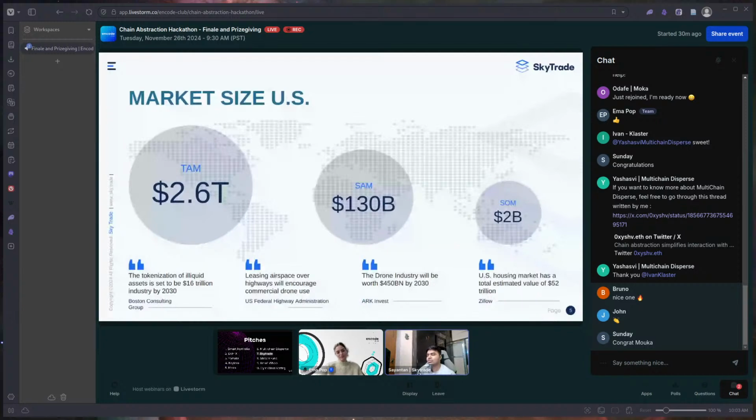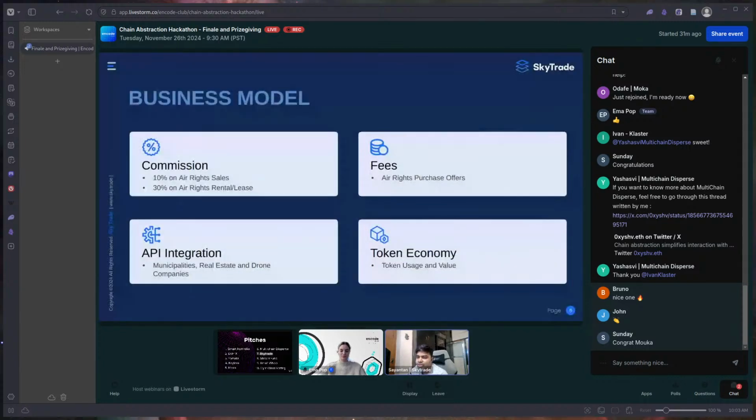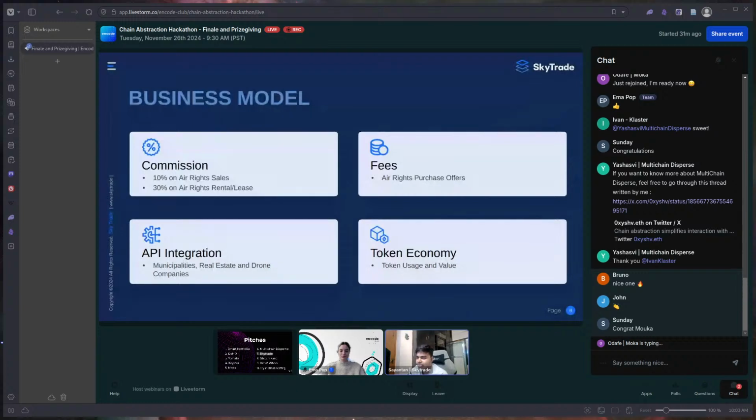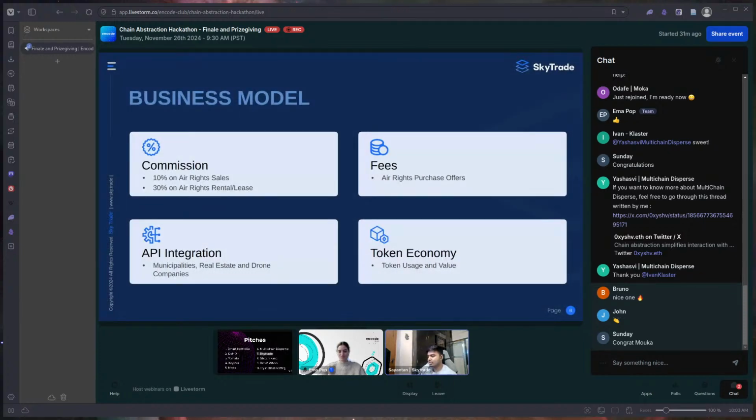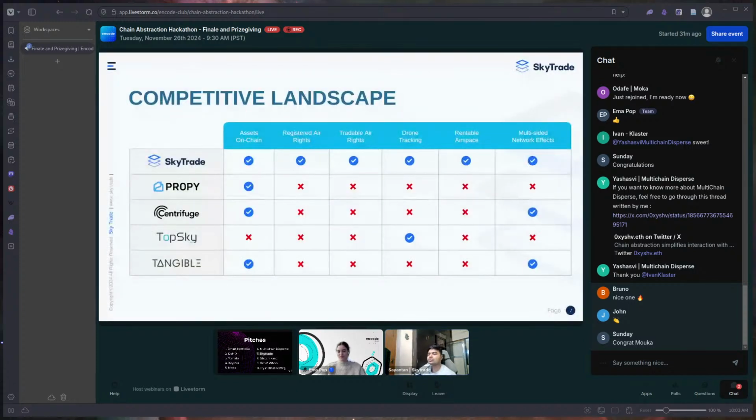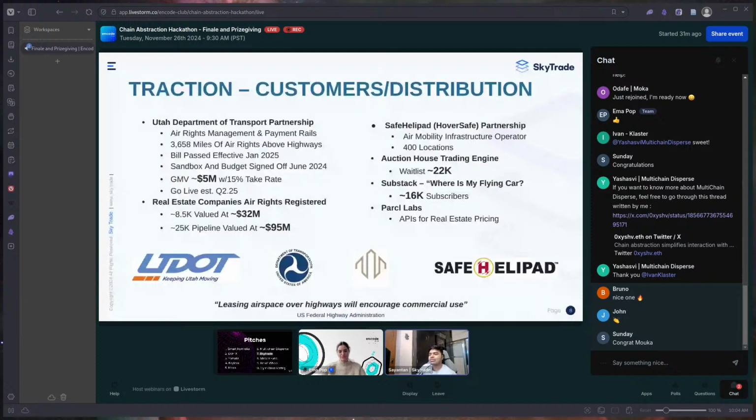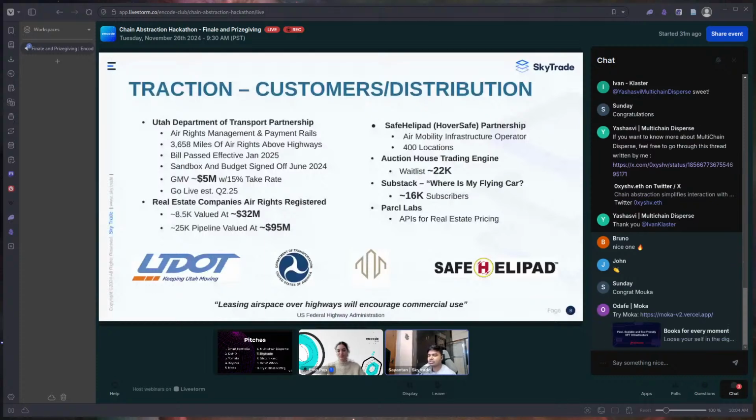The market size for air rights in the US is pretty huge, and very few businesses are tapping into it. Our business model is pretty simple. We charge commission on the rental leases and rentals. We also have a paid API to monitor all the drone activities in the landowner's airspace. We also earn some revenue through other tokenomics. We don't have any direct competitors, though there are some companies building some segments of what we do. We have partnerships with various local government entities like the Utah Department of Transportation, and also some real estate companies and some other drone companies.